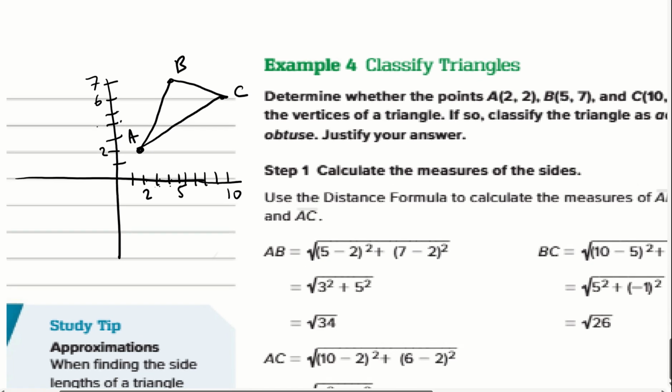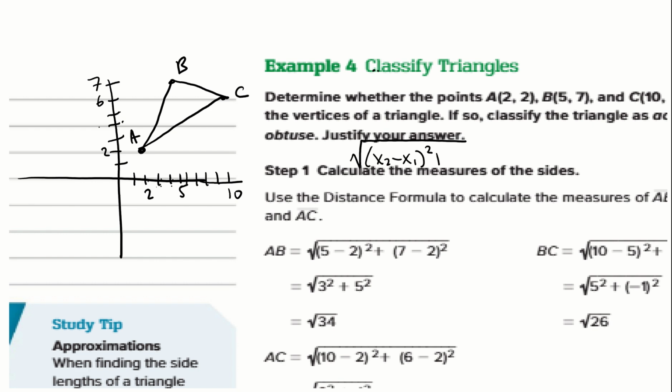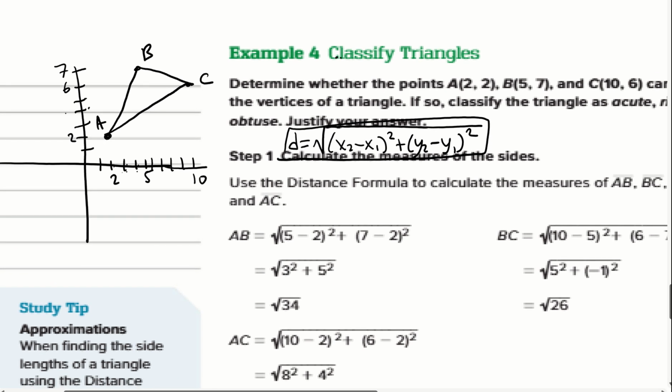So we need to use the distance formula to count this, okay? We need to get the lengths of all three sides, right? Remember the distance formula is the square root of (x2 minus x1) squared plus (y2 minus y1) squared. That's the distance formula. So you subtract the coordinates of A and B: 5 minus 2, and then 7 minus 2. Subtract those right there, okay? Then you square them, and then you add them together.